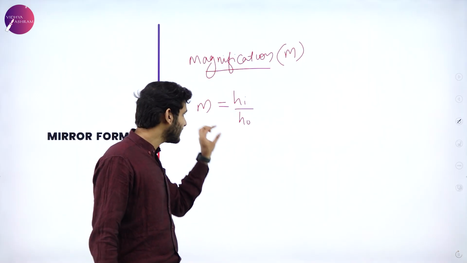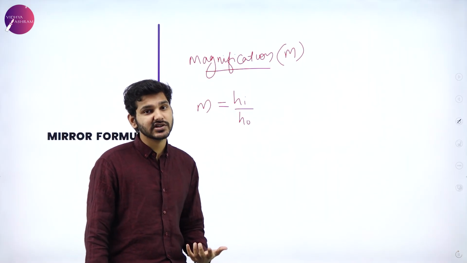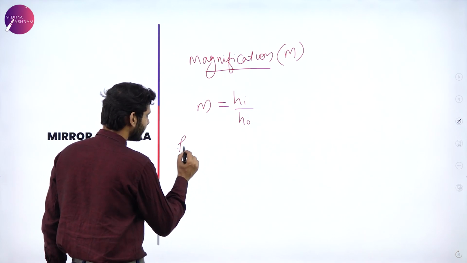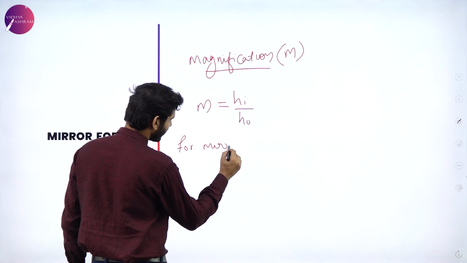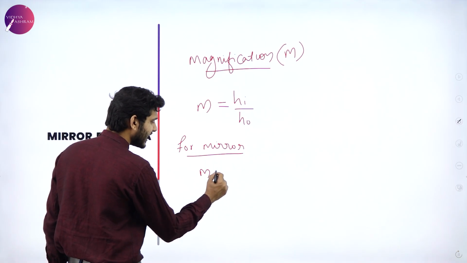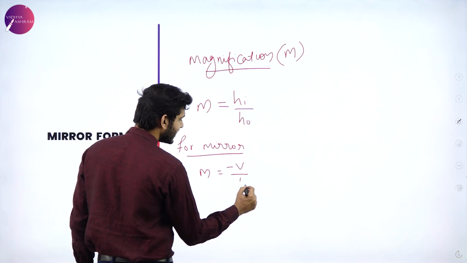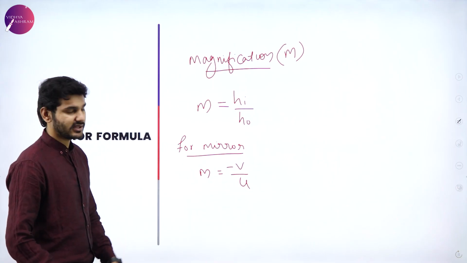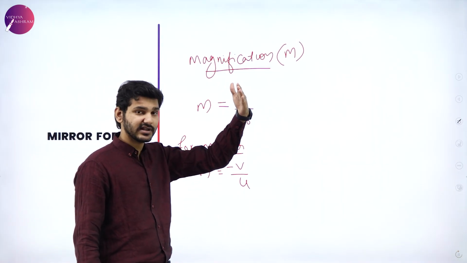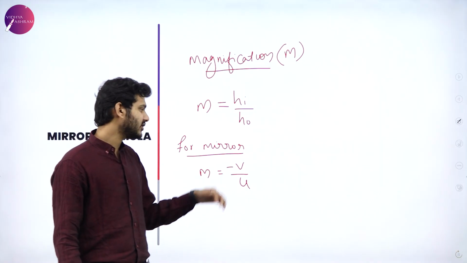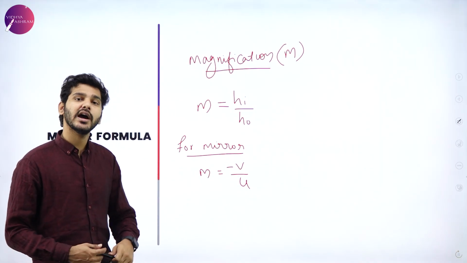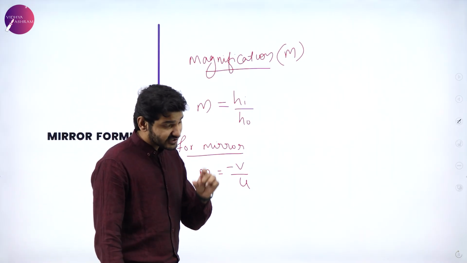This ratio will give you magnification, and depending on whether you're using a lens or a mirror, there will be slight adjustments in the sign convention and the way we denote these terms. For example, for a mirror, we can say that this magnification m will be equal to negative v divided by u. The negative sign is there because we are following the Cartesian coordinate system, where one is up and one is down. That is why we are using the negative sign here. And again, it is the ratio of the height of the image to the height of the object.